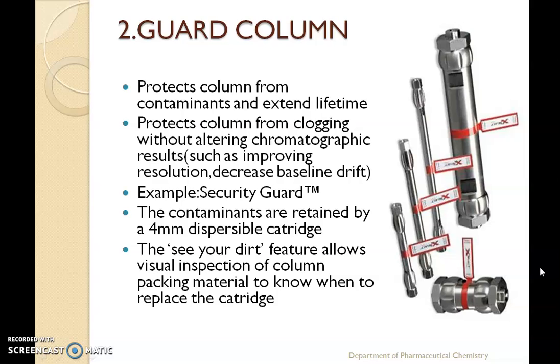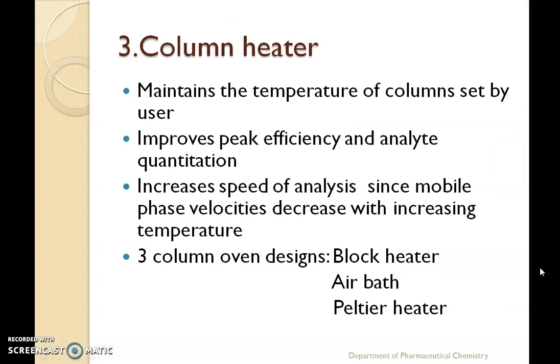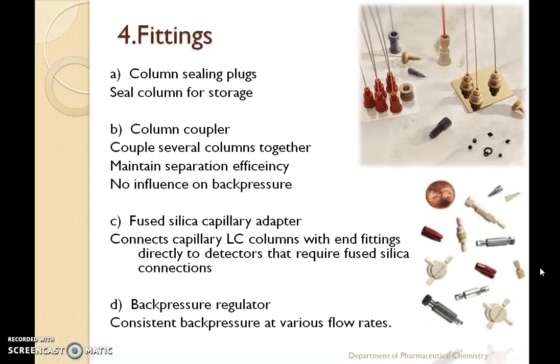The display shows the different guard columns. Then the column heater: whenever you have to maintain the temperature, you need to maintain the temperature of the column, which is usually set to improve the efficiency and analyte quantification. It also increases the speed of analysis, because the mobile phase viscosity may decrease with an increase in temperature. The column oven design usually contains a block heater, air bath, and different types of filters.